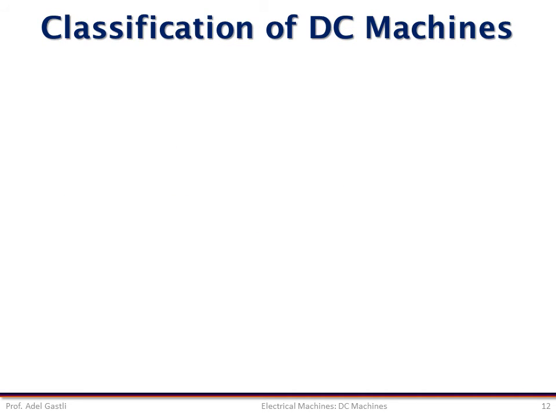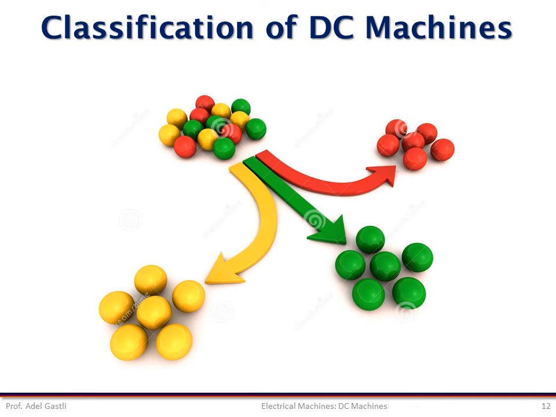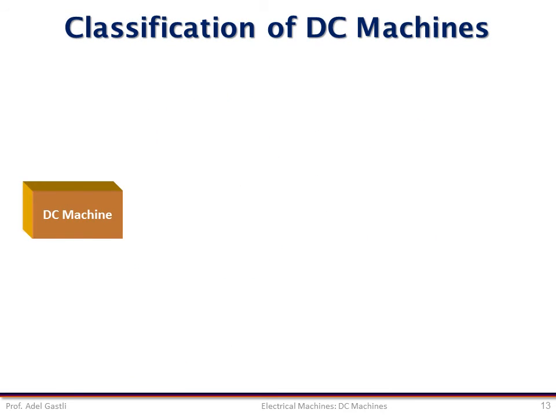After studying the principle of operation of DC machines, let us look at their classification. DC machines, motors and generators, are classified under different classes depending on the connection of their field winding and armature winding. In fact, the field circuit and the armature circuit can be interconnected in various ways to provide a wide variety of performance characteristics, which are considered an outstanding advantage of DC machines.